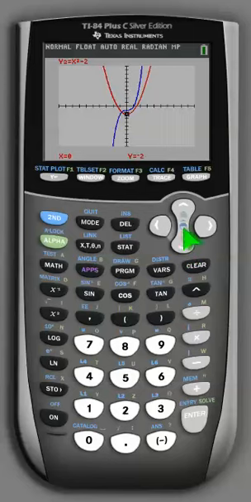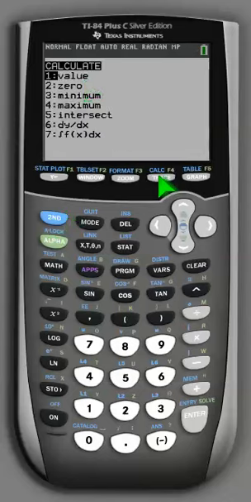Okay, I hope this helps with the second calc and trace functions. The next video will deal with zeros and maximums and minimums, which is very important. Zeros is very, very important.